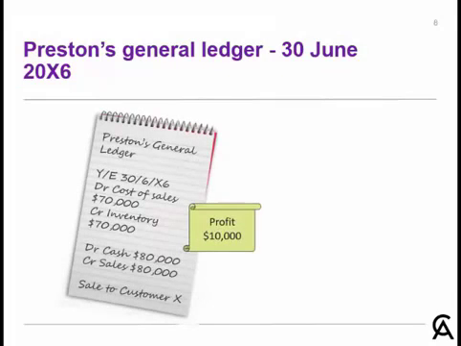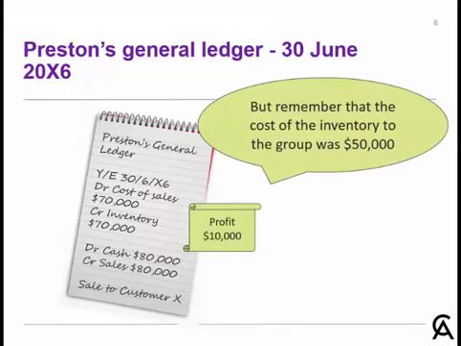Now let's take it through to the next year, in the year ended 30 June X6, when Preston makes the sale to the external party. So remember, they're selling it to a customer for $80,000. So they're going to record in their general ledger these entries whenever that transaction occurs, and they'll recognise a $10,000 profit. So they're debiting cash, crediting sales revenue for $80,000, and recording the cost of sales based on their cost of $70,000 and crediting inventory.